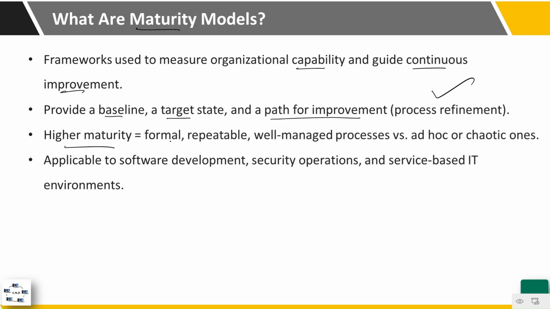Higher maturity means formal, repeatable, and well-managed processes versus ad hoc or chaotic ones. So if we have ad hoc or chaotic processes, it means we have less maturity. On the other hand, if we have formal, repeatable, and well-managed processes, it means the organization has a higher maturity level. Maturity models are applicable to software development, security operations, and service-based IT environments.